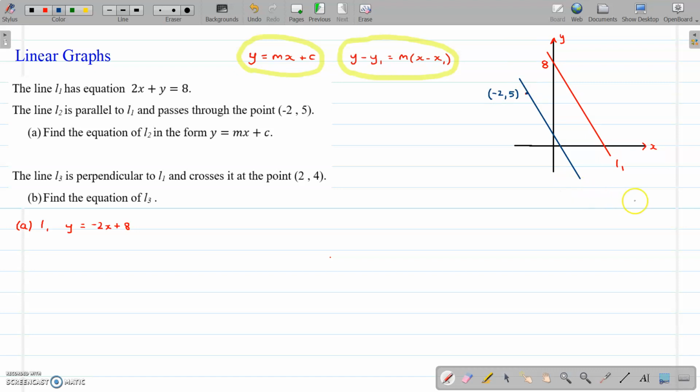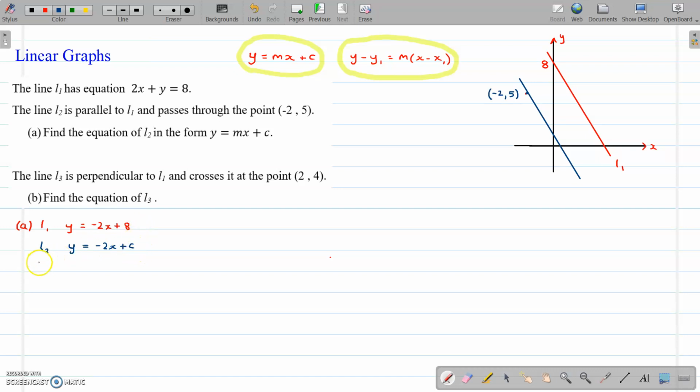There's two ways you can do this, as I said, but I'll use this first. So for L2, I can say that it has an equation of the form y equals minus 2x plus some constant. The reason I know that is because it has the same gradient as L1, because it's parallel. But it cuts the y-axis at a different place.